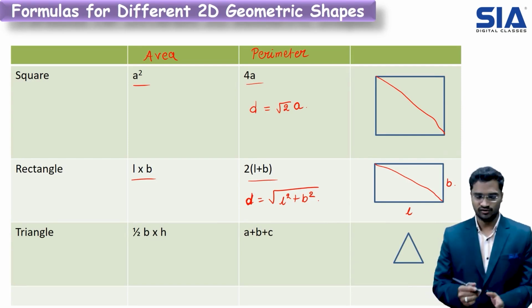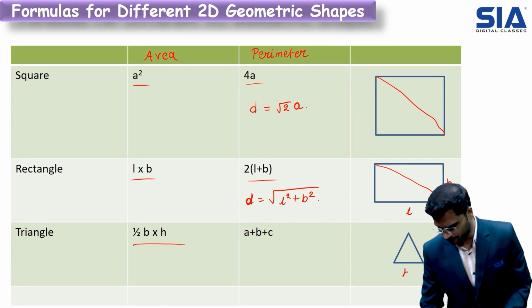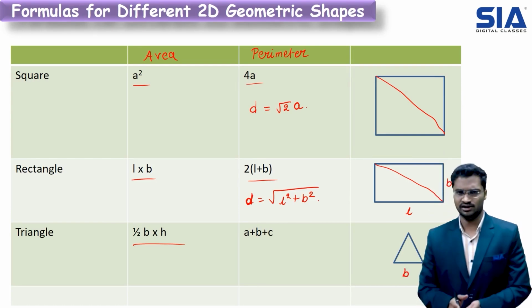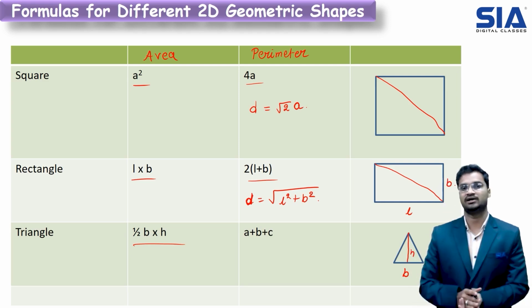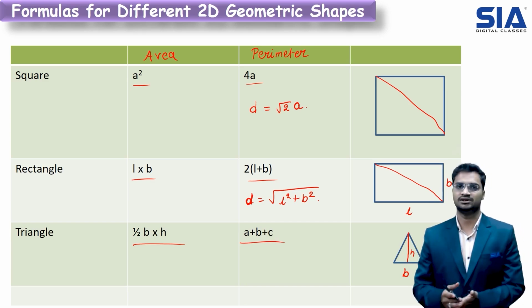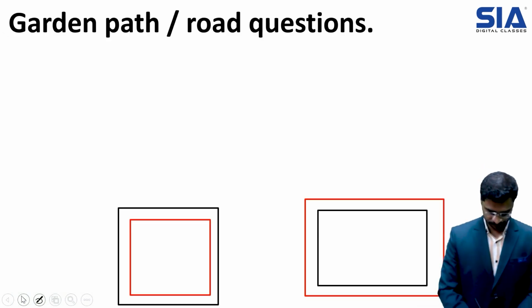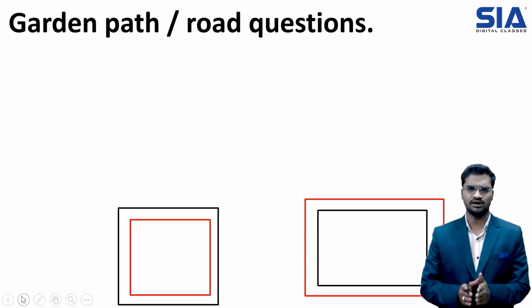Now coming to the triangle. So the area of a triangle is half base into height, where B is the base of the triangle and H is the height of the triangle. H is what? Height of the triangle, and perimeter of a triangle is the sum of all the 3 sides. Okay. Now coming to the next question. These questions are frequently asked in our exam.